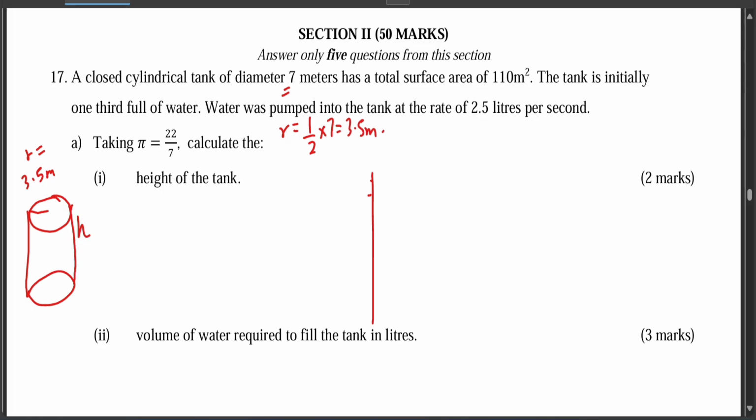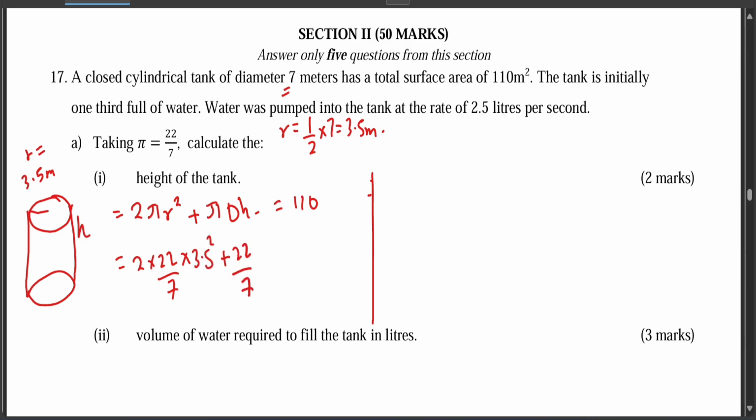Very important. So now to calculate the total surface area of the cylinder, the formula is given by 2 pi r squared plus pi dh. Which is equal to the total surface area, which is equal to 110. So 2 times 22/7 times your r, which is 3.5 squared, plus 22/7 times your diameter, which is 7, times your height, which you don't know, gives you 110 square meters.